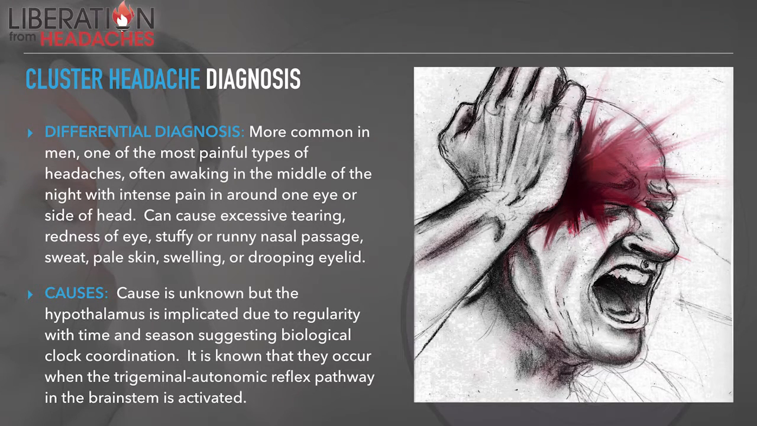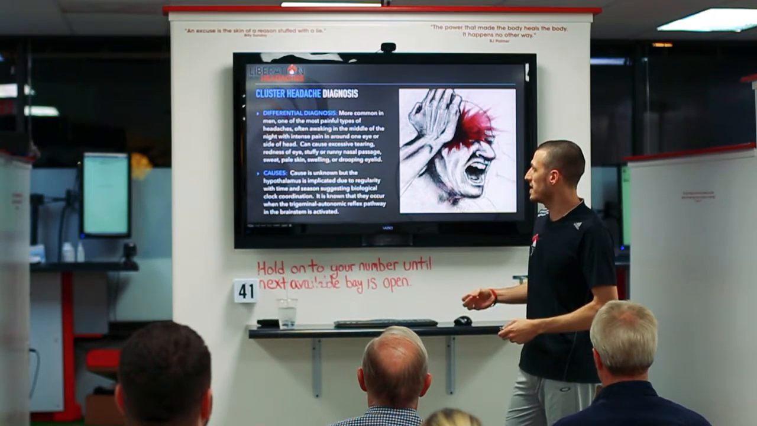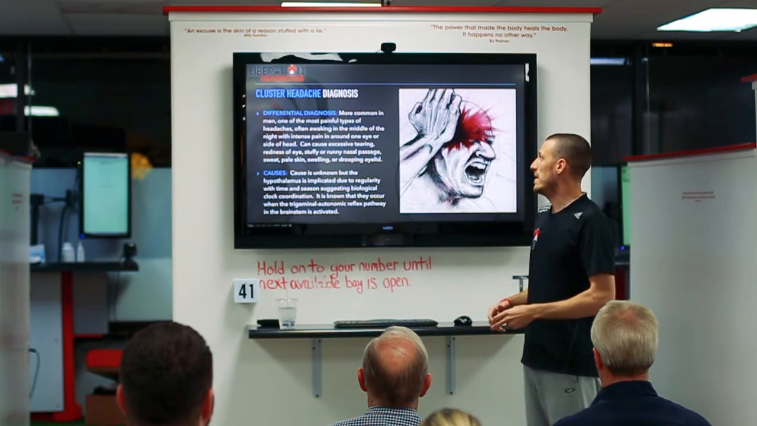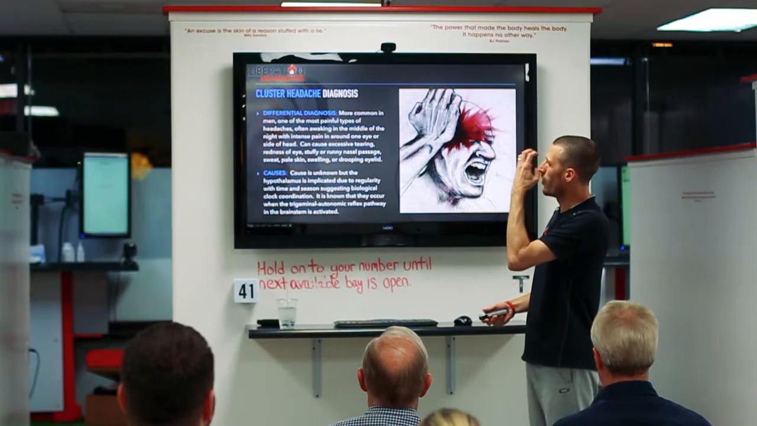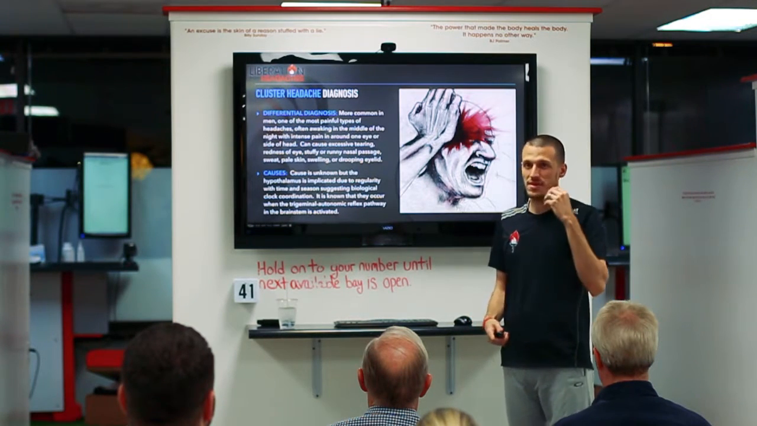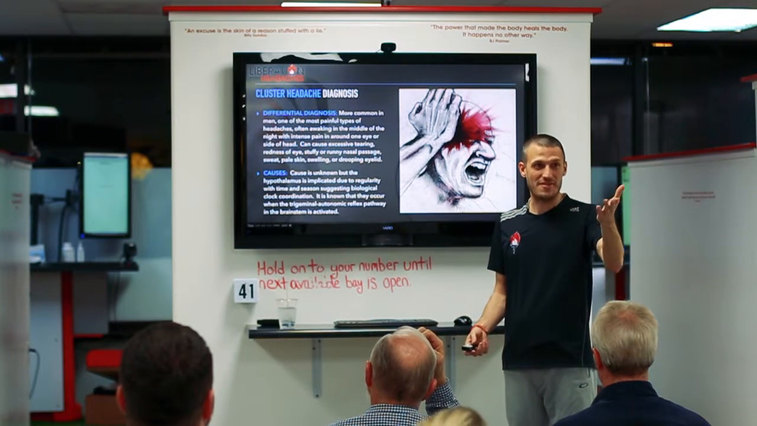We're going to go through these ones a little bit quicker because they're just not as common, okay? We hit the two big categories. The differential diagnosis is more common in men. These are one of the most painful types of headaches, often awaking you in the very middle of the night during deep sleep with intense pain in or around one eye or the side of the head. It can cause excessive tearing. Your eye just pours.